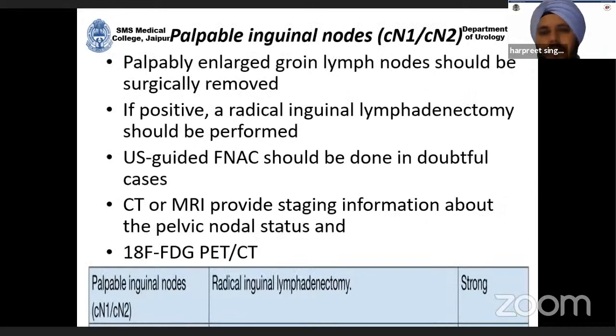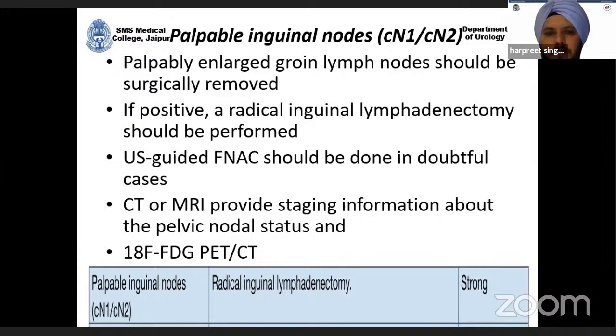Now the next scenario is when the lymph nodes are palpable. According to the EAU, the lymph nodes that are enlarged should be surgically removed and histologically assessed. If these lymph nodes come out to be positive, then the radical inguinal lymphadenectomy should be performed in these patients. Ultrasound guided FNAC should be done in the doubtful cases.